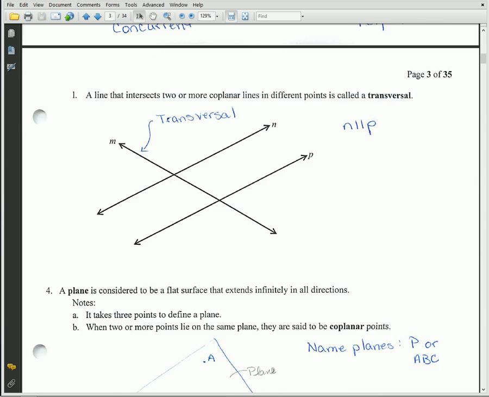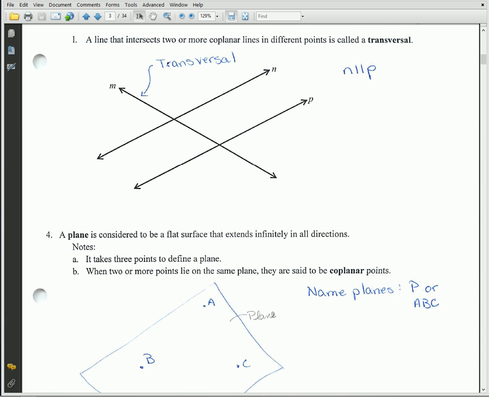A line that intersects two or more coplanar lines, and now remember, these are lines that are in the same plane, they are either intersecting or they are parallel. Okay? They could be one or the other. They cannot be skew if they're in the same plane. But you're talking about two or more coplanar lines at different points, that line is called a transversal. In other words, if I have two lines that are parallel and I have one line that intersects both of those lines, then that line is a transversal.